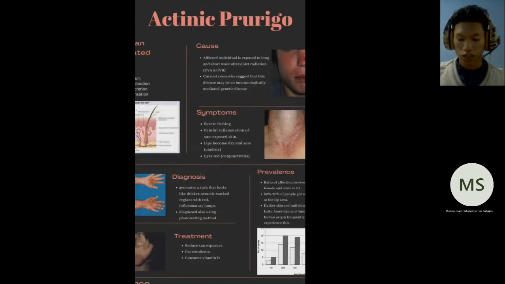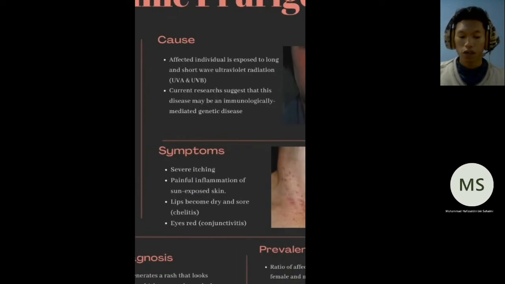The next one is the cause of actinic prurigo. First of all, each affected individual is exposed to long and short wave ultraviolet radiation, or called UVA and UVB. Secondly, current research suggests that this disease may be an immunologically mediated genetic disease. Basically, actinic prurigo is a disease in which people are very sensitive to sunlight. When they are exposed to sunlight, they will produce a red rash on their skin.